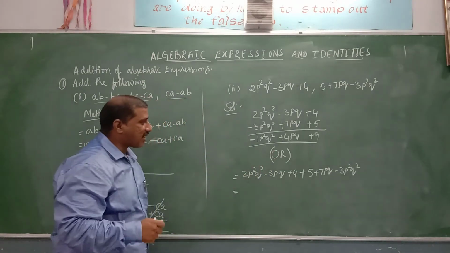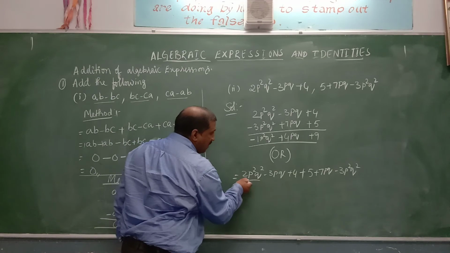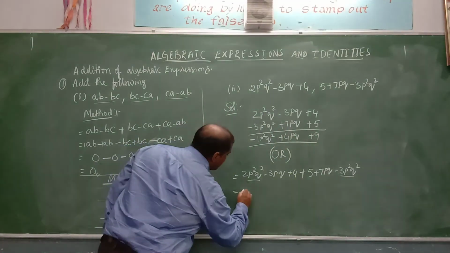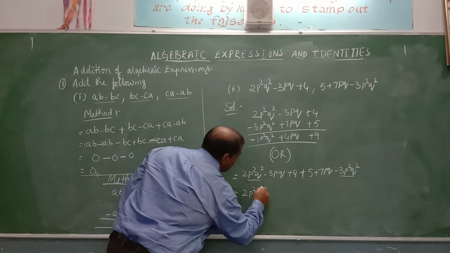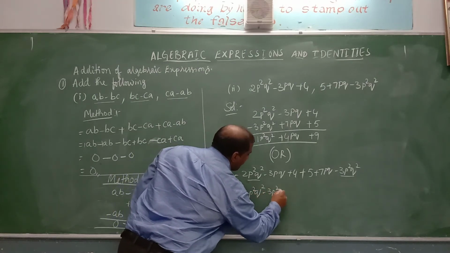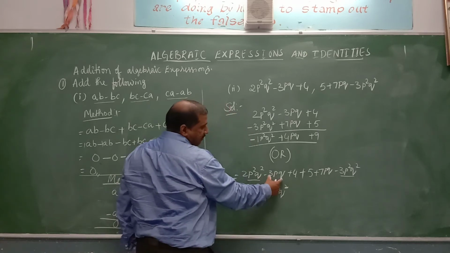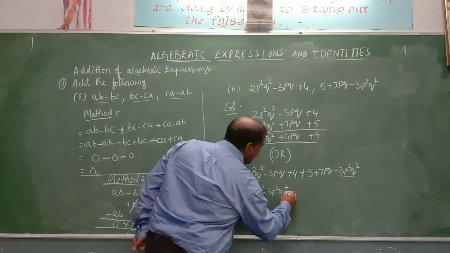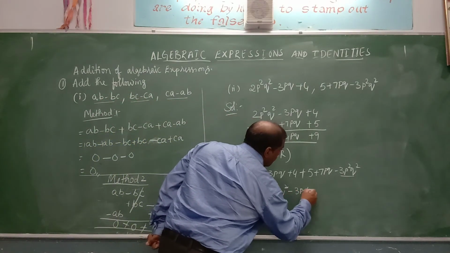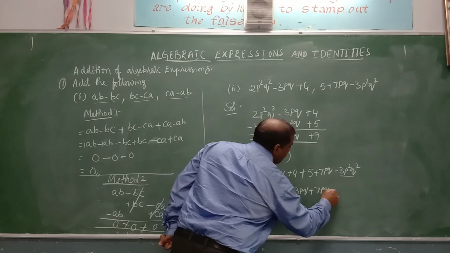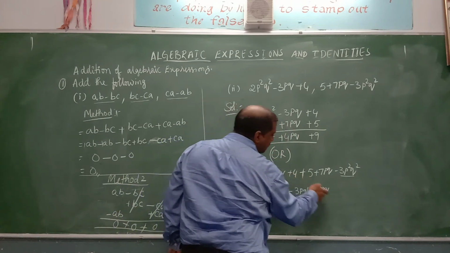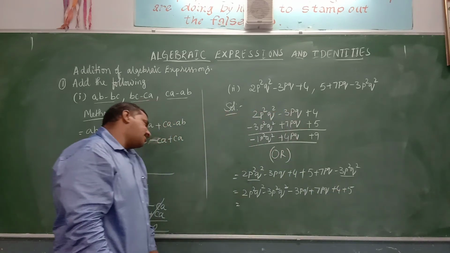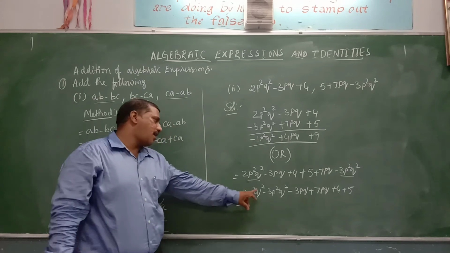Now what is the second step? Write the like terms. Here 2p square q square and minus 3p square q square is one pair of like terms. Write together 2p square q square minus 3p square q square. Next minus 3pq plus 7pq, both form one pair of like terms. Write together minus 3pq plus 7pq. Next plus 4 plus 5. This will form one pair of like terms.